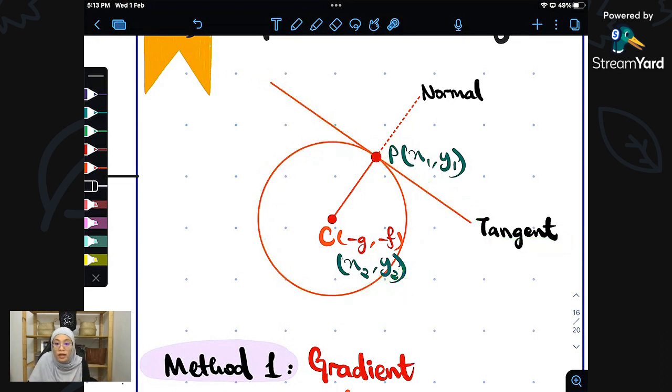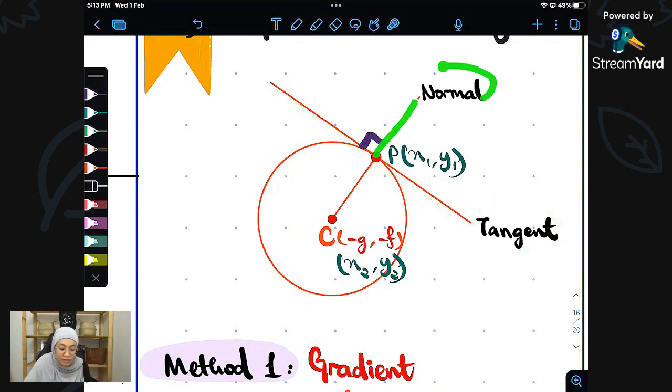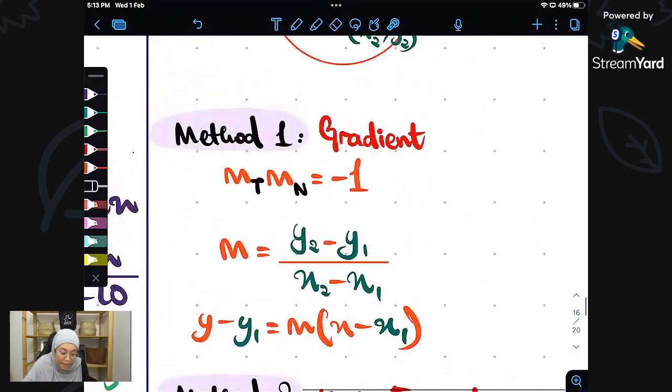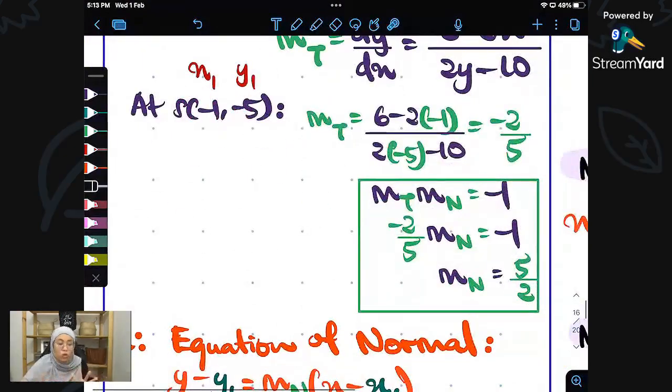You know it already. How about normal? The normal is just perpendicular. The normal line is just perpendicular to the tangent line. So the gradient will be different then. The gradient of the normal is not the same anymore. We call it mn. The gradient of the normal is different from the gradient of the tangent, right? You know this already, so I won't explain this so much.